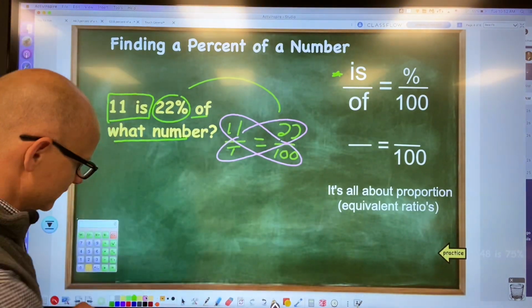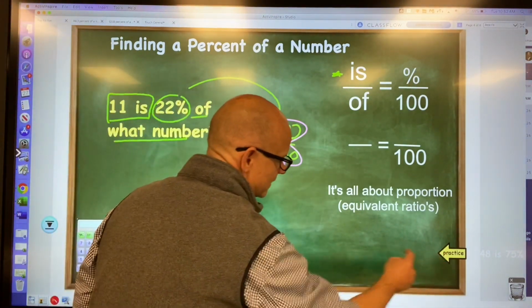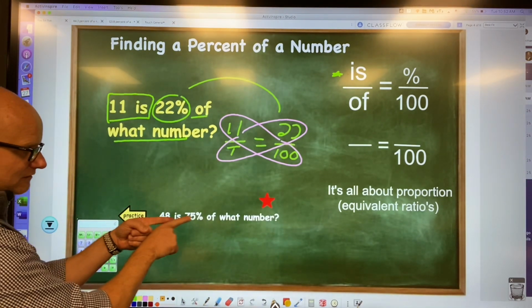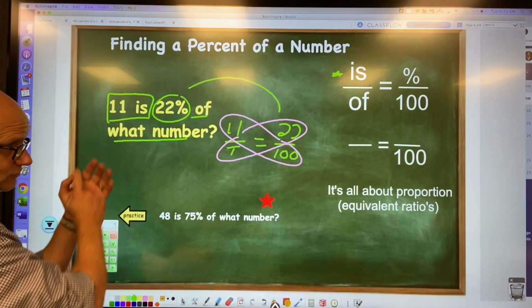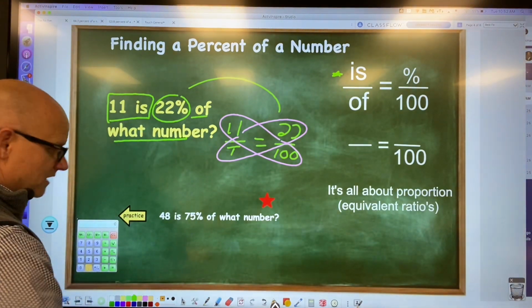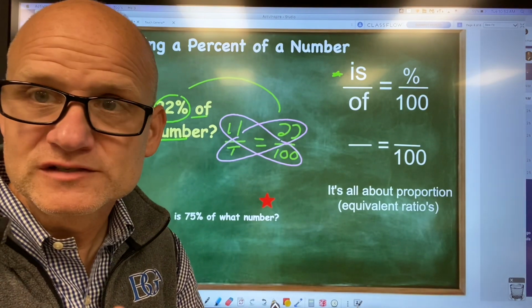So the next one, you guys try this problem. Press pause, but it says 48 is 75% of what number? It's very similar to this question. Press pause and solve. And then welcome back, and we're gonna go over this question again tomorrow.